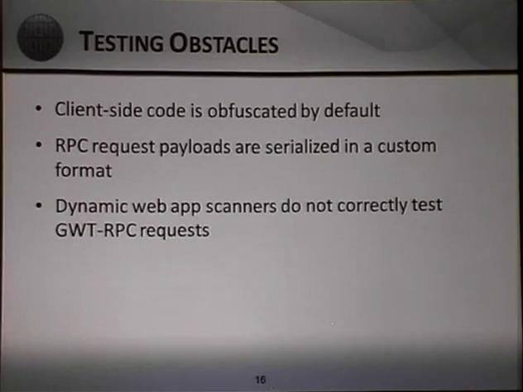So let's recap some of the obstacles that you'll probably encounter. Client-side code is obfuscated by default. RPC request payloads are serialized in a custom format, and dynamic web app scanners, your Burp scanners, your WebScarab or whatever, are just not going to work. They're going to see that it doesn't use the typical request format they're expecting, like name-value pairs. So when it sees the RPC request going over the wire, it's just going to prepend that request with whatever attack string it is, and the server's not going to even use that value, and it's just going to keep returning the same thing every single time.